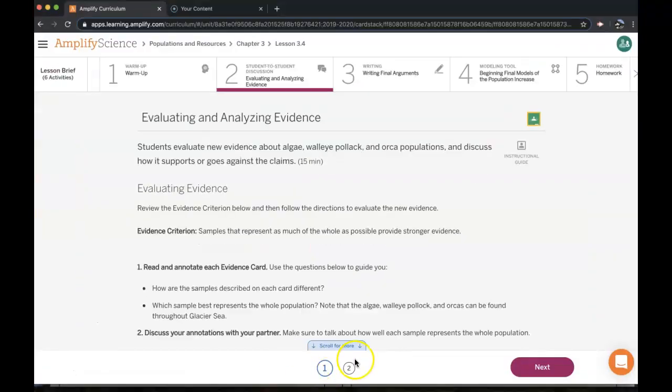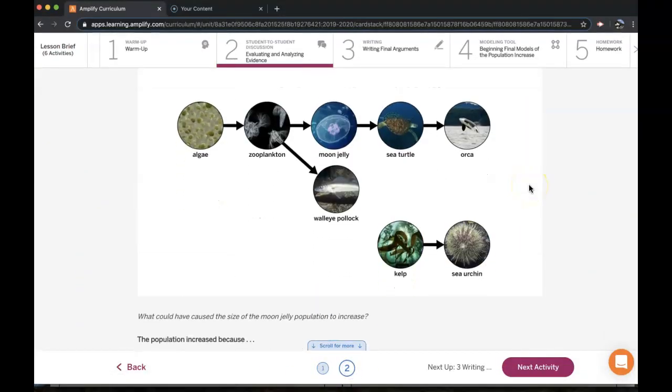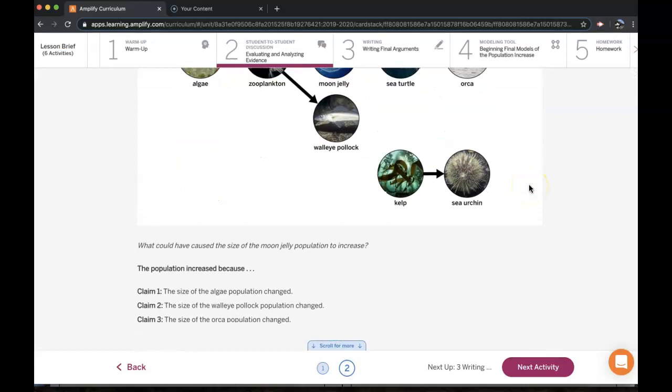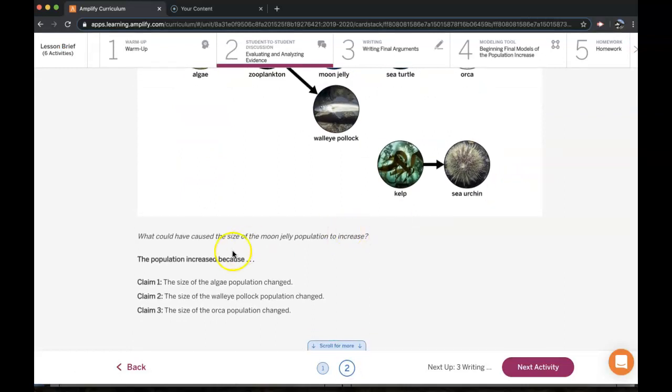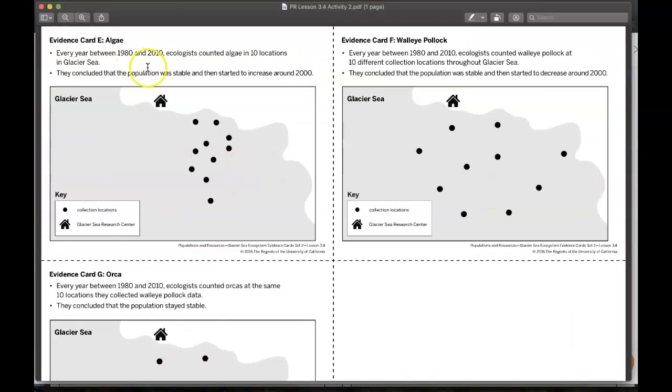So now we're going to go back and look at these claims. What could have caused the size of the moon jelly population to increase is either the size of the algae changed, the walleye pollock changed, or the orca population changed. And so these evidence cards are showing you algae, walleye pollock, and orca. And so you have to read what happened here, like what happened to the data.